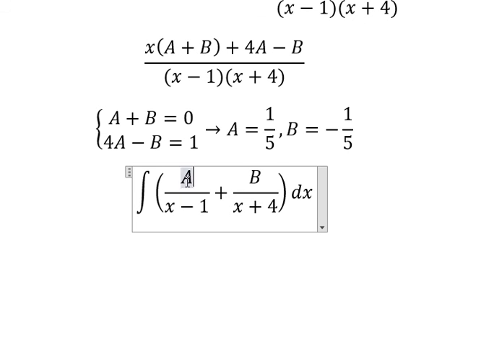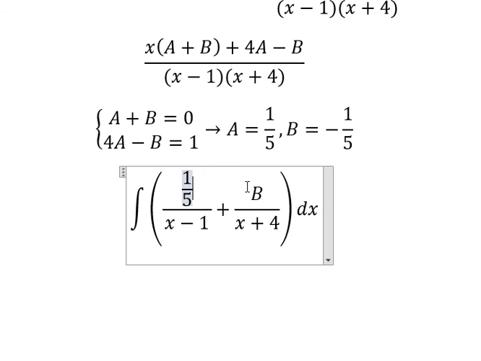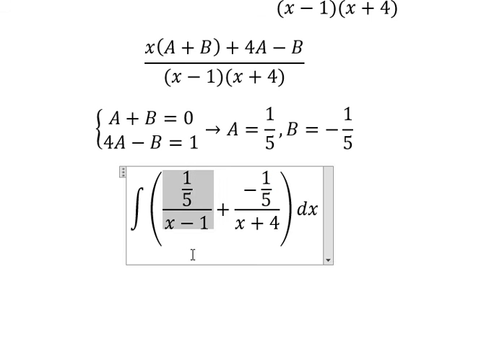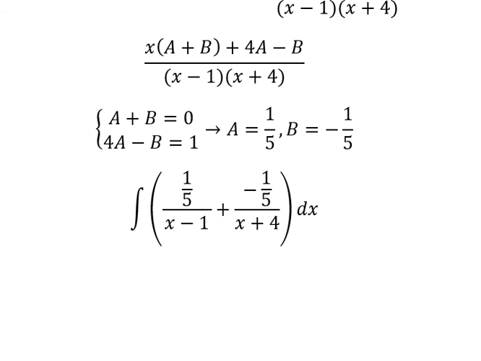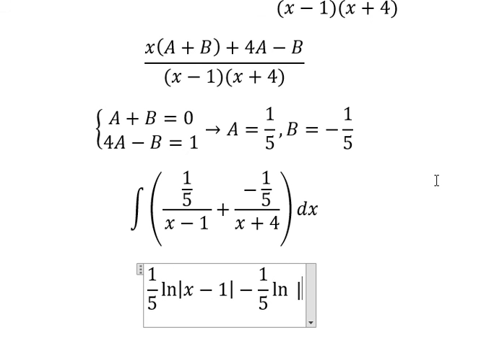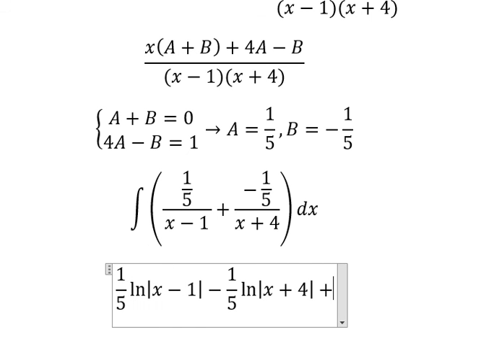So A equals 1 over 5. B equals negative 1 over 5. The integration of this one, you get 1 over 5 ln of the absolute value of s minus 1, and we have negative 1 over 5 ln of the absolute value of s plus 4, and we put plus C.